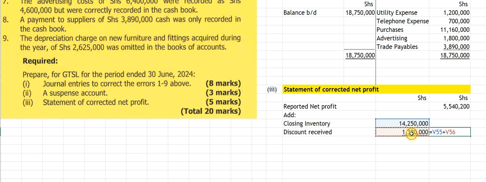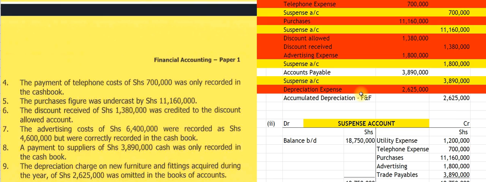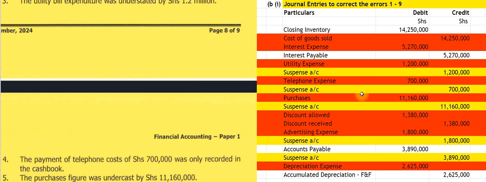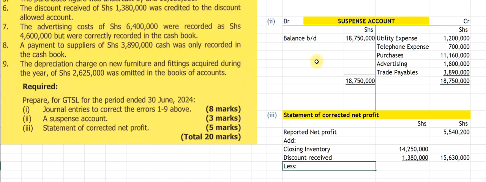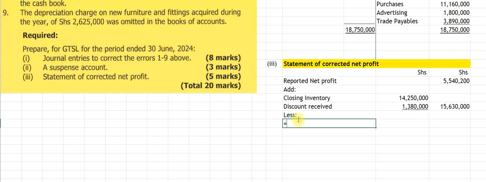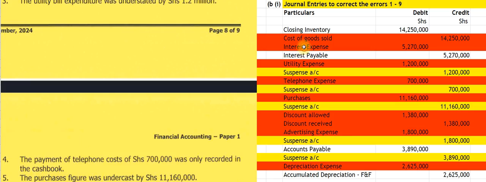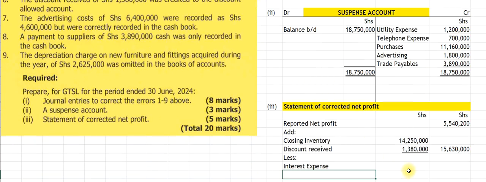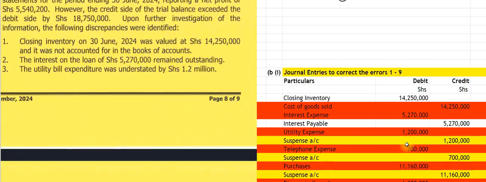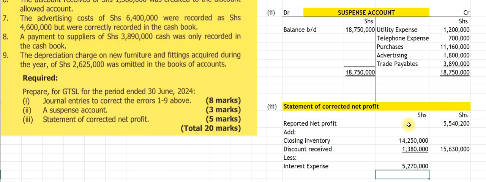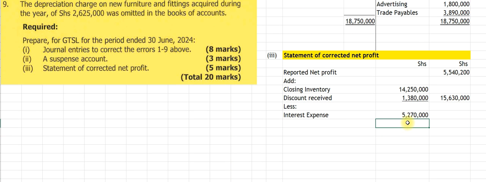I have this giving us 15,630. Then I have to less. Now I will list those errors which are on the debit of my journal. For example, I have the interest expense. So I can bring the interest expense. That interest expense is how much? It's 5,270,000.